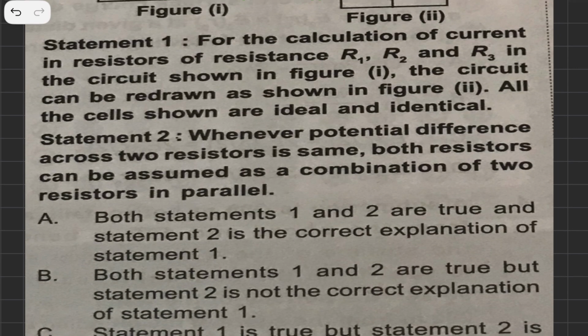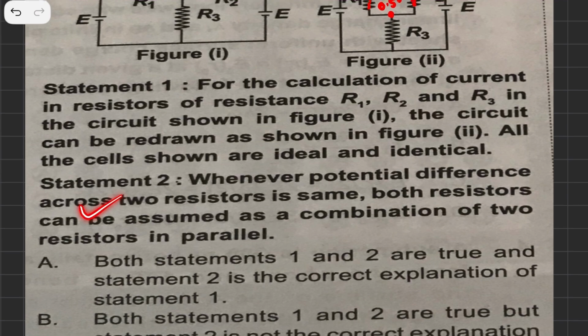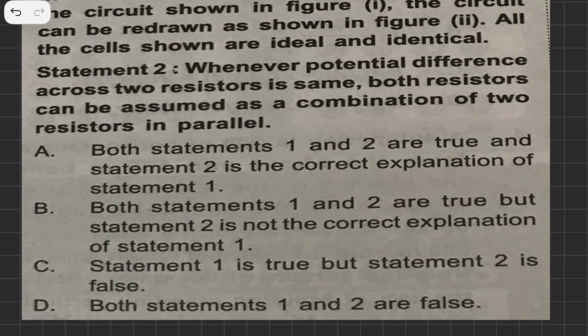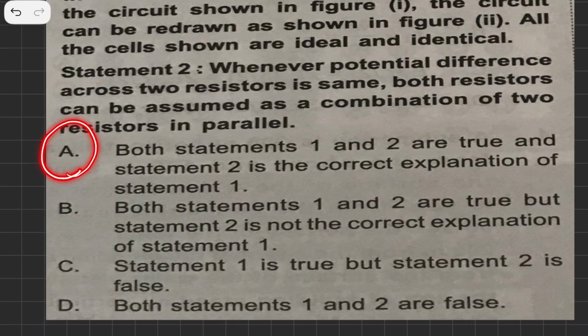And so statement 1 and statement 2 both are correct, and actually statement 1 is the result of statement 2. Because this rule is applicable, statement 1 is true as well. So it is a correct statement. The second is also correct, and the second is actually the correct explanation of the first one. So the correct option would be option A. So A would be the correct answer.